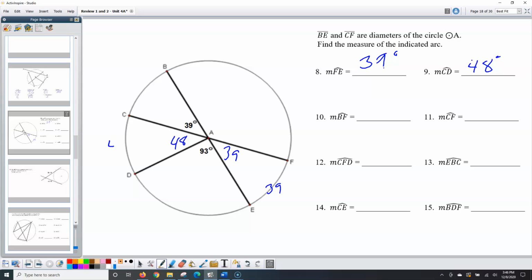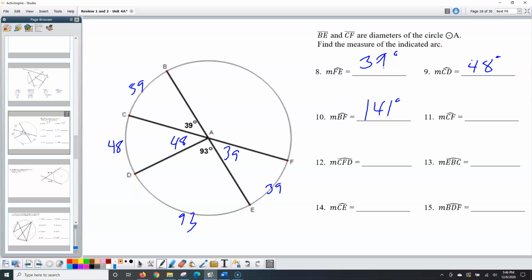So that means this is going to be 48 as well. This is 39. This is 93. Arc BF. I'm going to cut the circle in half right here, and I'm going to say 180 minus the 39. 180 minus the 39 would be 141.